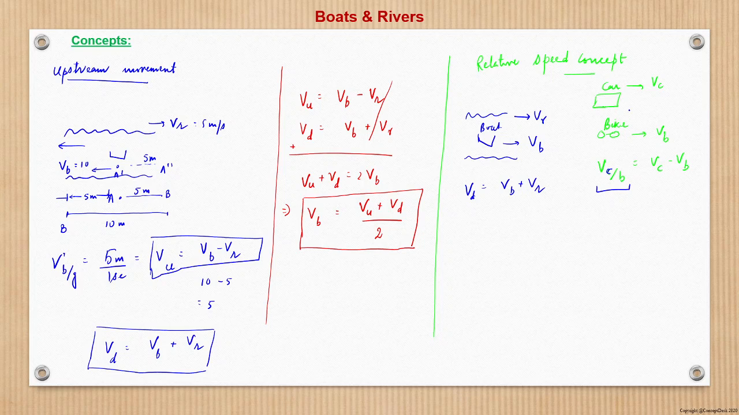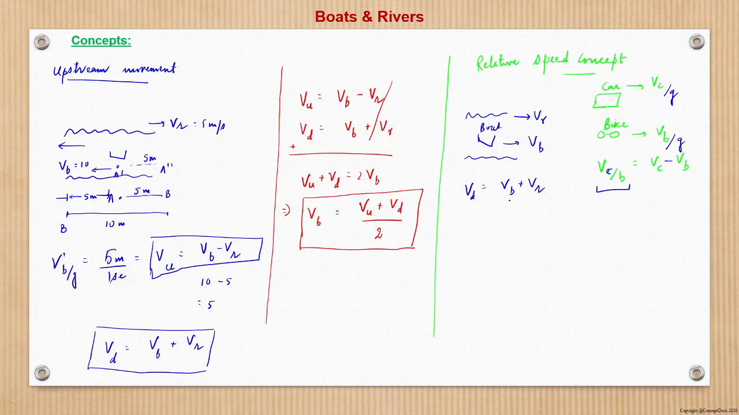See, here car is moving with VC, which is nothing but VC with respect to ground, right? Velocity of car is this with respect to ground, and velocity of bike is with respect to ground. So both are moving with respect to a common reference, that is ground, right? So we found the relative speed. Relative speed of car with respect to bike is VC minus VB. Here also we are doing the same thing.